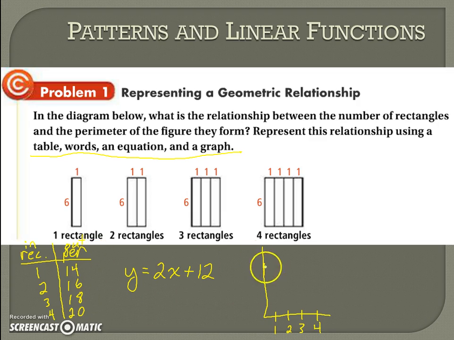Now these values go up there pretty quick, so I'm going to make this go up by 5s. So 5, 10, 15, 20. All right, so when it's 1, it's 14, so I'll put a dot right there. When it's 2, it's 16, so that gives me a dot. 3 is 18, just a little bit below the 20.